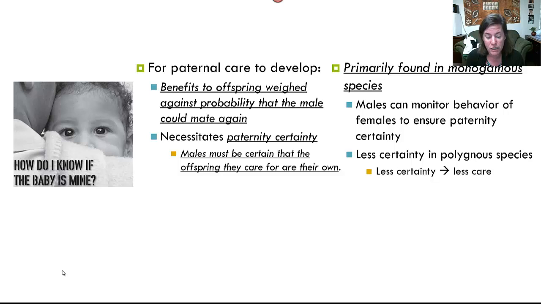In a polygynous species, the female mates with multiple males, so the male is not certain that the offspring is in fact his, and so he'd be less likely to provide care for that offspring and be better off spending time finding another mate.